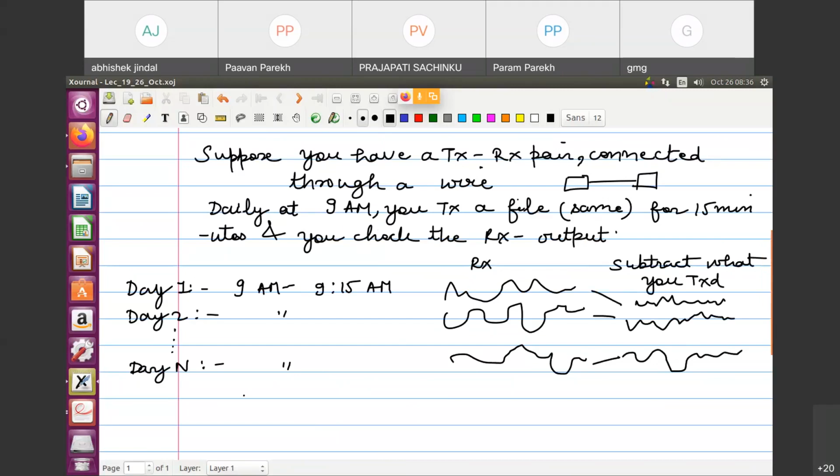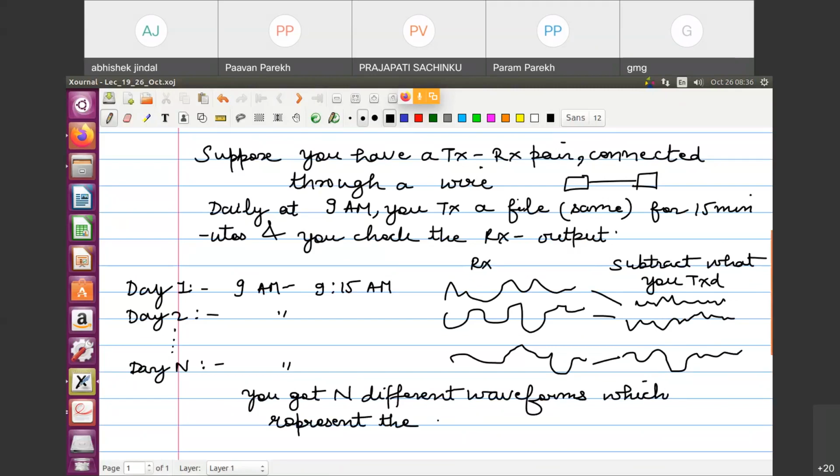Suppose you get n different waveforms which represent the noise in the system. Why? Because we have to account for it.